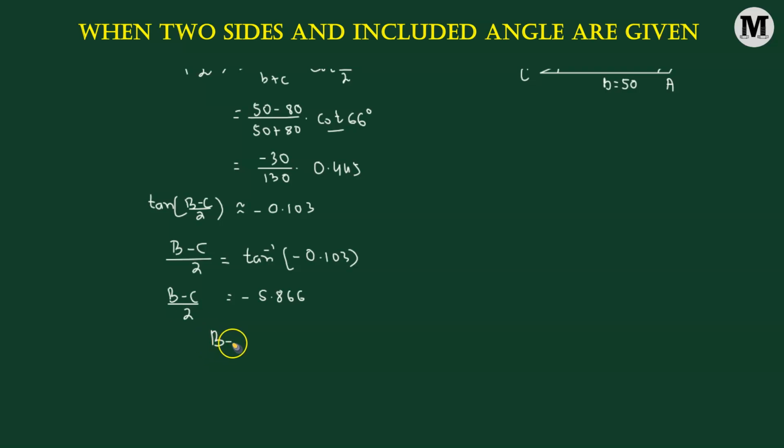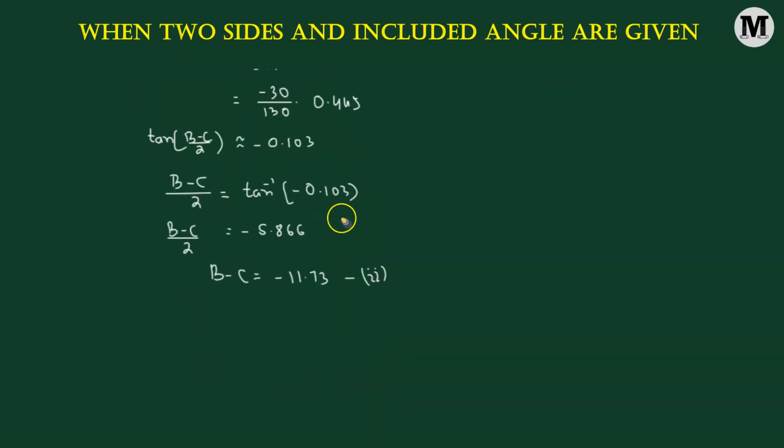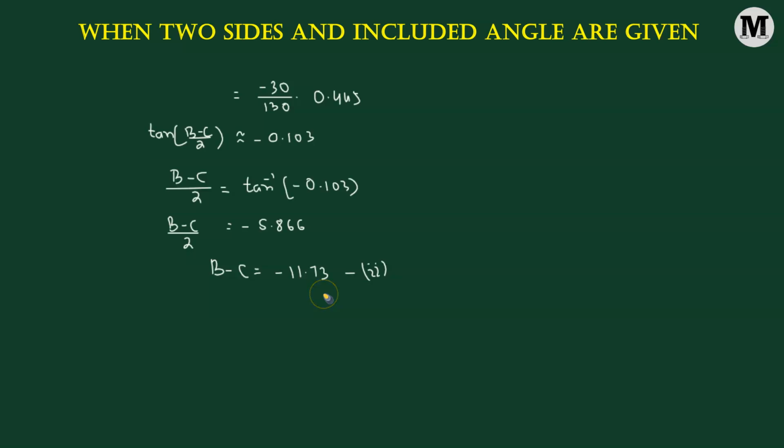However, what we need here is B minus C. So B minus C is going to be equal to negative 11.73. We're going to label this as equation number 2. So we have successfully obtained B plus C, that's 48 degrees, and B minus C, that's negative 11.73. So what we'll do, we're going to solve the two equations. So solving equation 1 and equation 2, I'm leaving that as an exercise for you to try out.